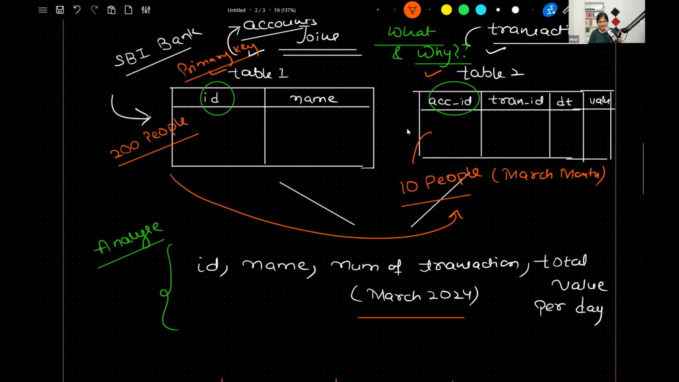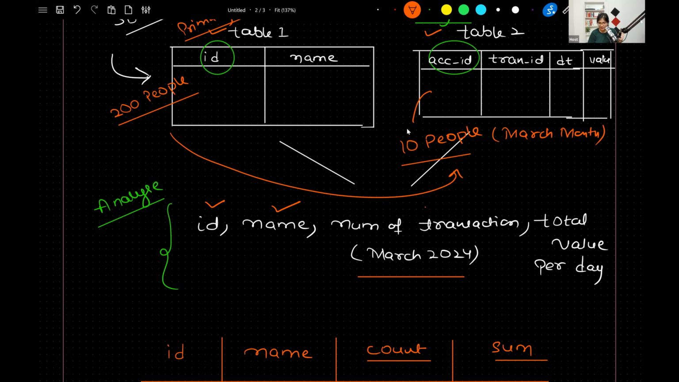Now, what I want to find out is the ID, the name, the number of transactions those 10 people have done, and how much is the total cost they have done in the March month transactions. So when you are saying inner join, how many records will it display? So how many records will you be able to get as an output after doing a join? 10. Inner join, we have equal, yeah, 10. Everyone agrees with this point? 10.